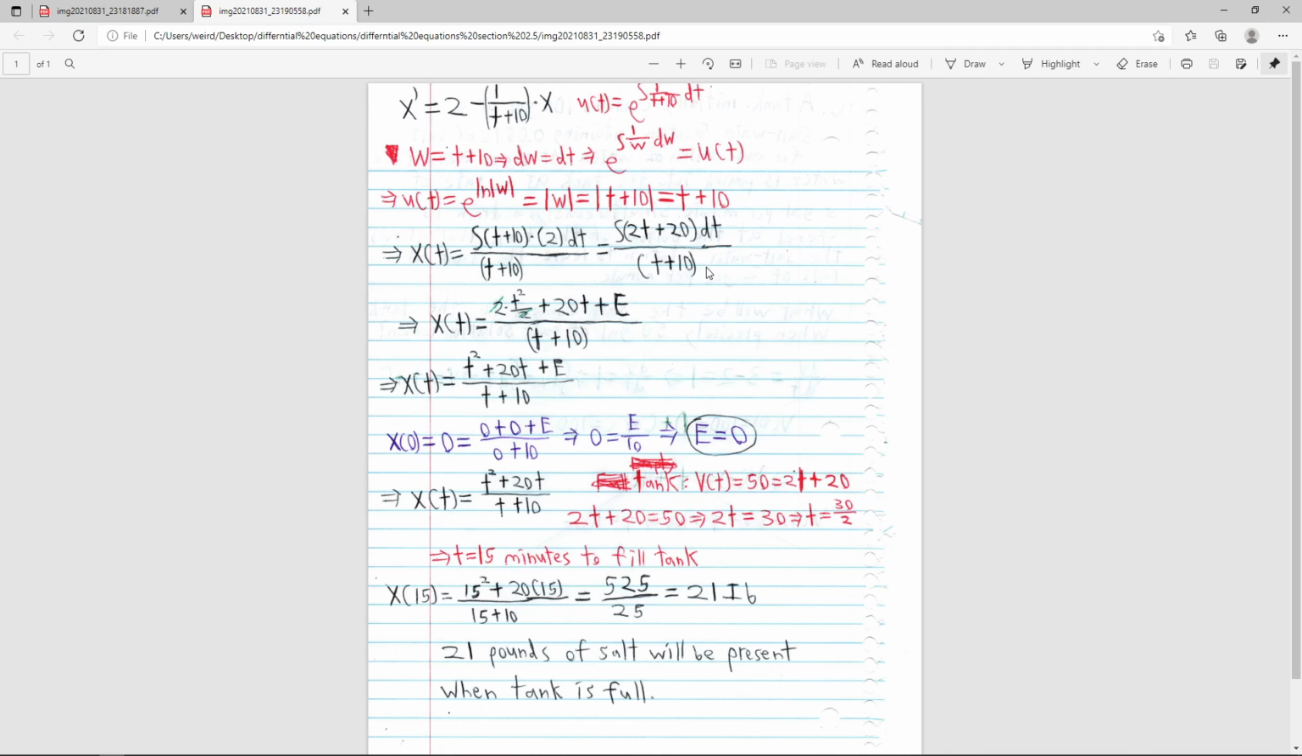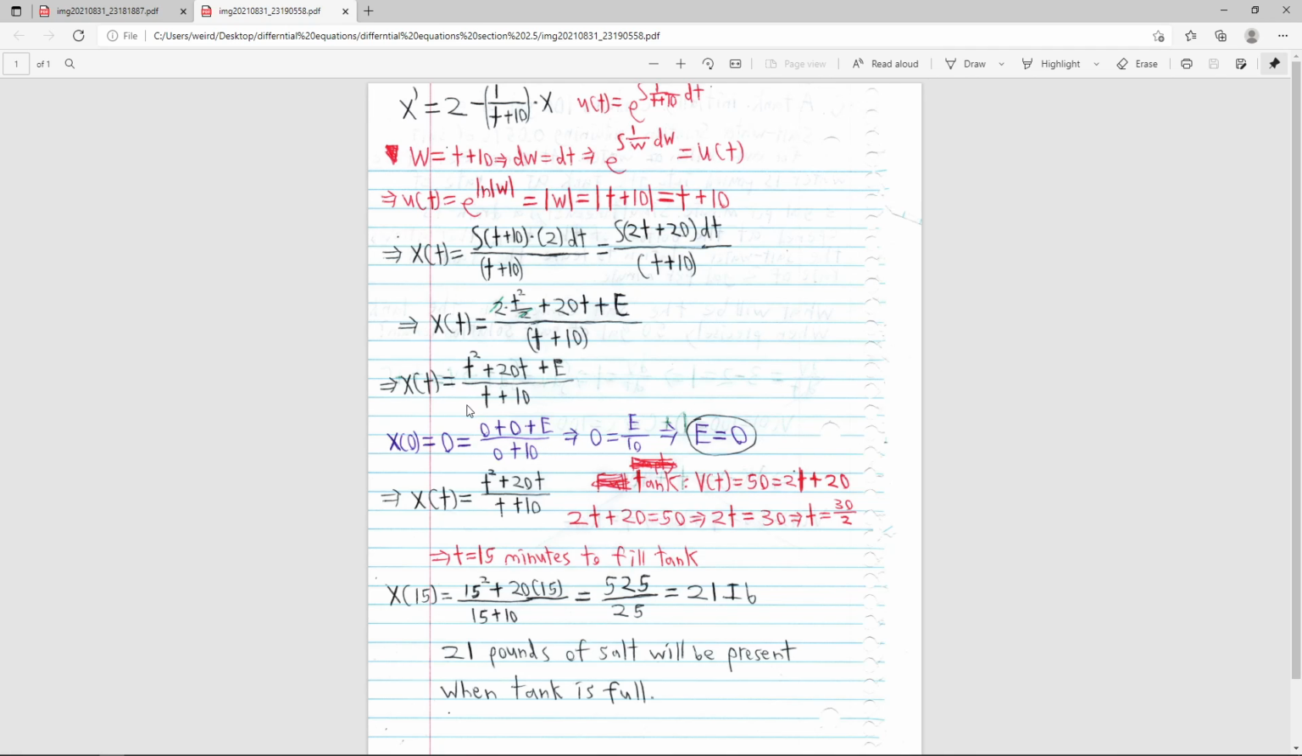So when we solve, we have the integral of 2t plus 20 dt, all divided by t plus 10. This is easily solved, because 2t integrates to 2 times t squared divided by 2, so just t squared, plus 20 times t. When you integrate 20, it's just 20 times t. And plus C, I put C as a constant. It's all divided by t plus 10. So t squared plus 20t plus C divided by t plus 10 is what x of t is equal to.